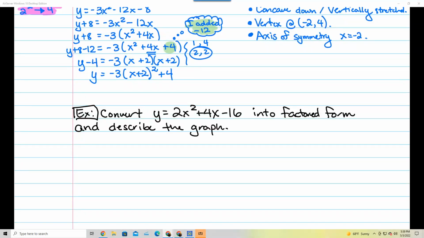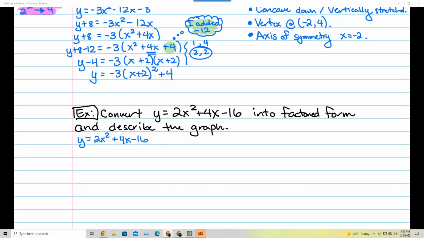So let me go ahead and write down the equation. That's going to be y equals 2x squared plus 4x minus 16. Okay, I want this in factored form, which means I need to factor it. The first step in factoring always is to find the GCF. And I do have a GCF. That's going to be a 2.